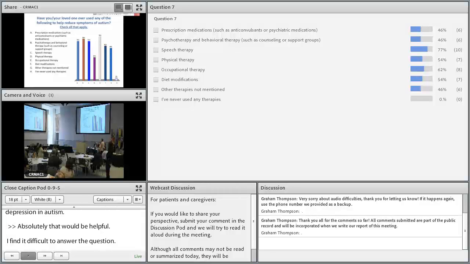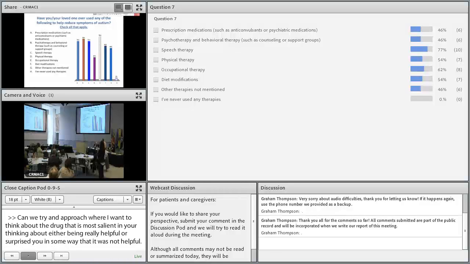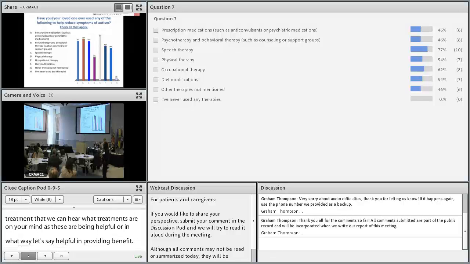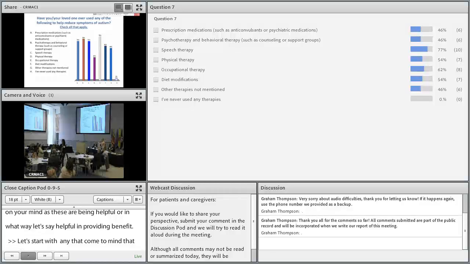Can we try an approach where I want you to think about the drug that is most salient in your thinking, either being really helpful or surprising you in some way in that it was not helpful or very harmful for you or your child, and talk about your experience. Again, we're not focusing on any particular treatment, but that way we can hear what treatments are on your mind. Tell us in what way that was helpful. So let's start with any that come to mind that have been really helpful and why. We'll start here, and then we'll go to Jeannie.